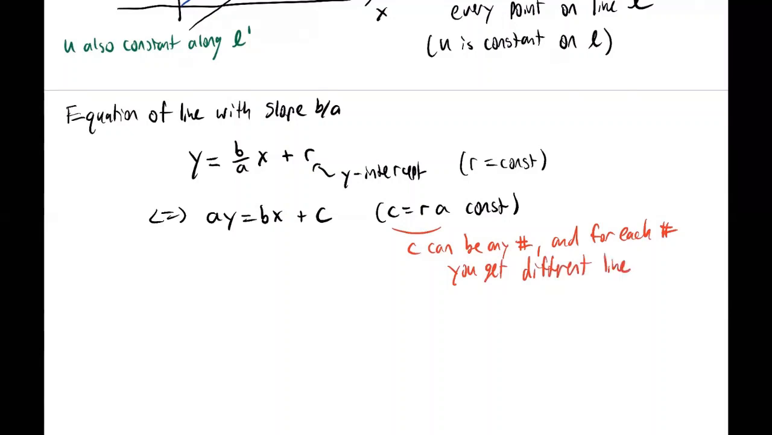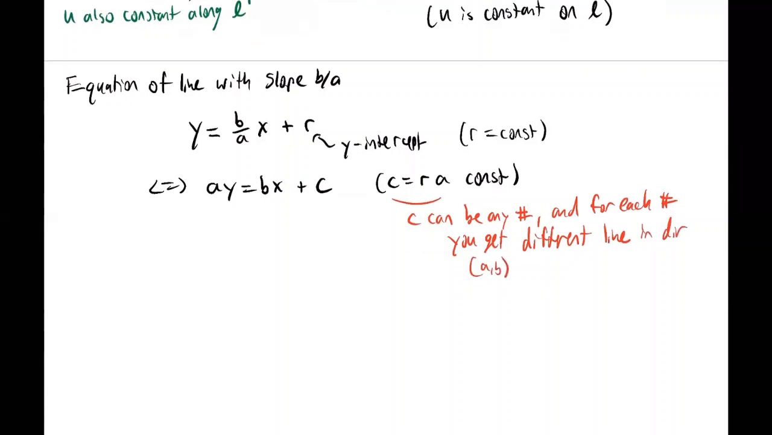With the same direction, right? So in the direction a, b. And so I'm just going to do one more bit of algebra. I'm going to rearrange this equation and write it as a times y minus b times x is equal to c. The reason I did this is because now we have all our variables on the left-hand side, and this is just some constant, right?